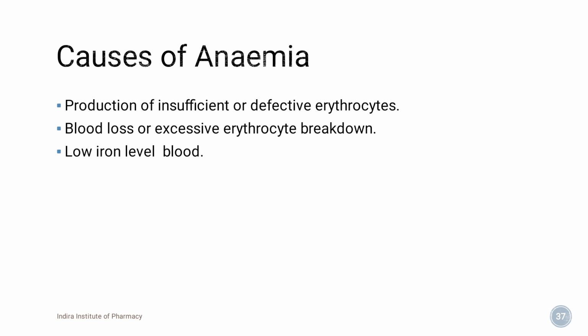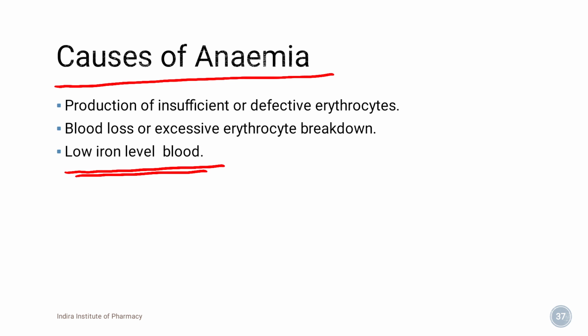So now, what is the actual cause for this anemia? The main cause for anemia is a low level of iron in the blood. Now we know that this iron, Fe3+, which is present on the chains of the hemoglobin molecule, is responsible for transport of oxygen. So if the level of this iron itself is less, the oxygen carrying capacity will ultimately decrease.